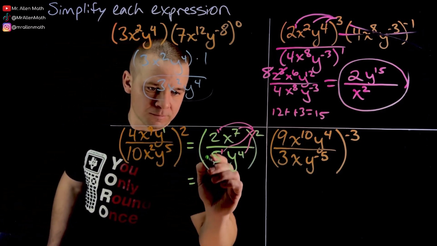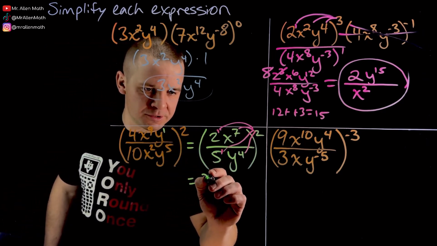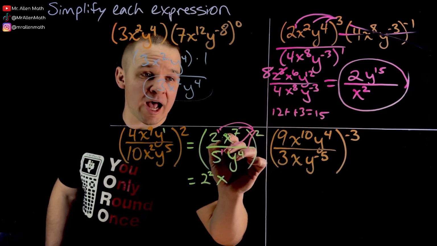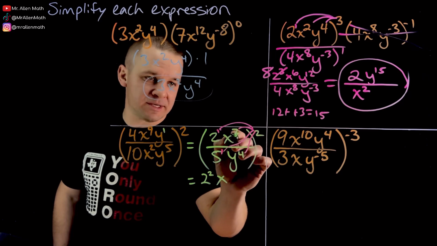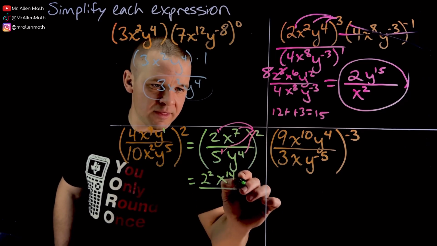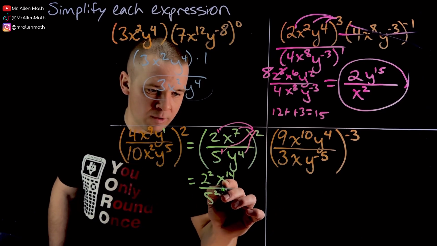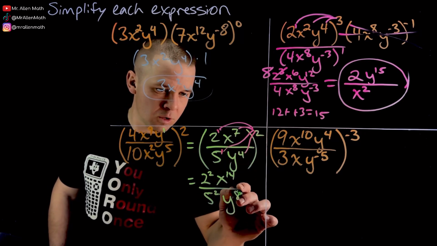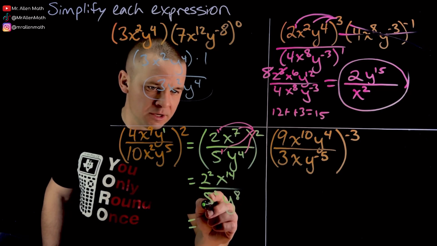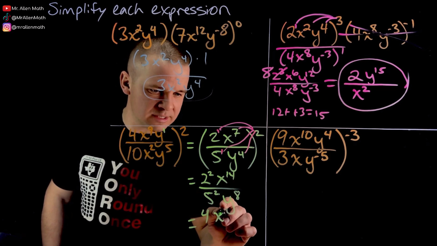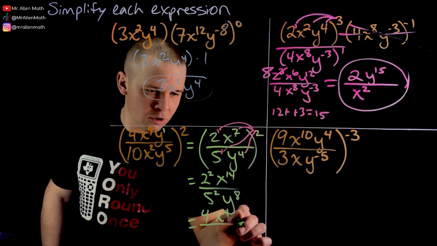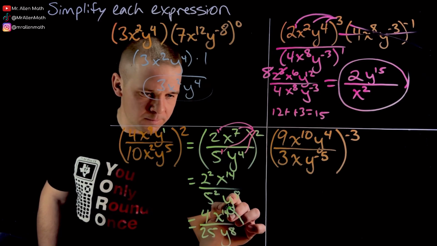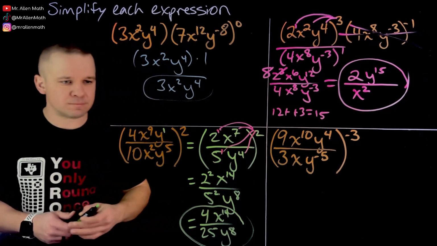So we get 2 squared, which is 4. I'll write it as 2 squared for now. 2 squared, then 7 squared, x to the 7th squared. We'd multiply 7 and 2 to get 14. And then down here we have 5 squared, and we have y to the 4th squared, so 4 times 2 is 8. And then let's get our final answer here. 2 squared is 4. You could have done this all in the one step. x to the 14th over 25, y to the 8th. Boom.